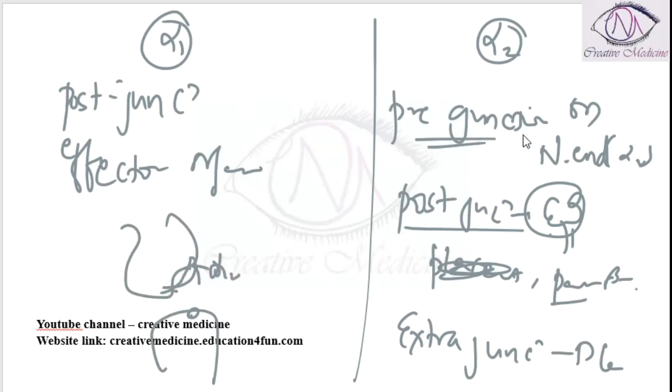If the receptor is present on the nerve ending, then that is pre-junctional. So alpha 1 is a post-junctional receptor on effector organs, whereas alpha 2 is a pre-junctional receptor on nerve endings. It is a post-junctional receptor in the brain and placenta, and it is an extra-junctional receptor in the platelets.